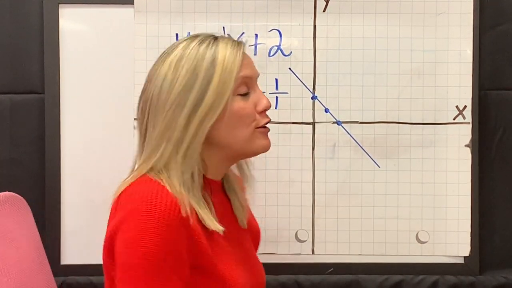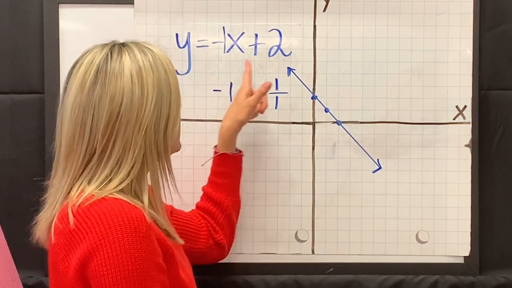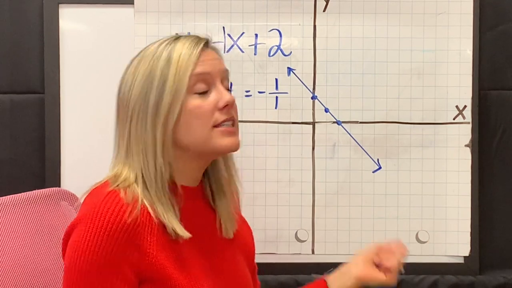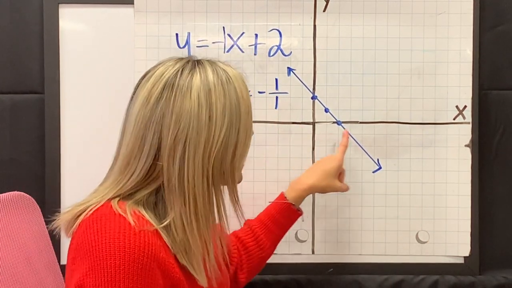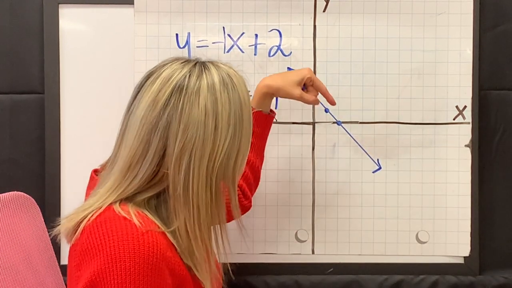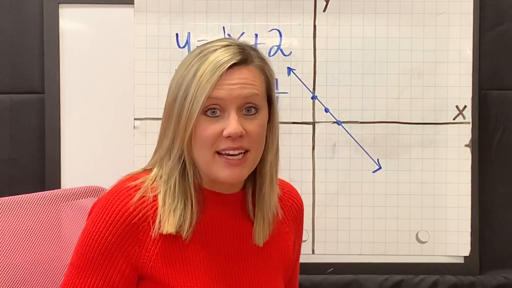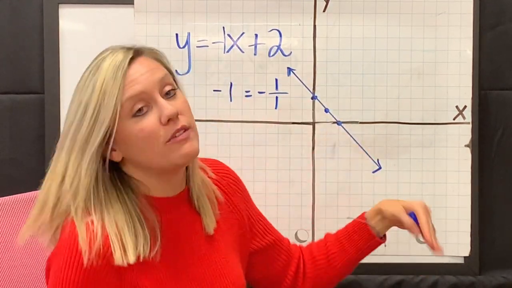Now I'm going to put arrows on the end of my line just to show they go on and on forever. A story problem that would go with this would be like, I have $2 and I spend $1 every hour. So each hour that goes by, my line is going to go further down because I just keep spending money. This line has a negative slope. It goes down to the right.